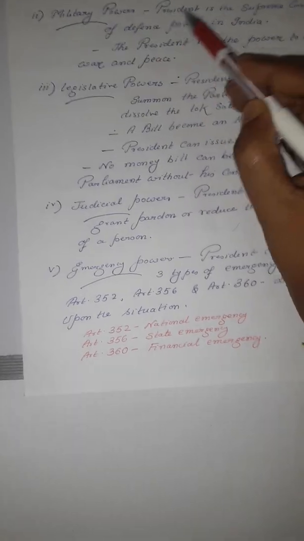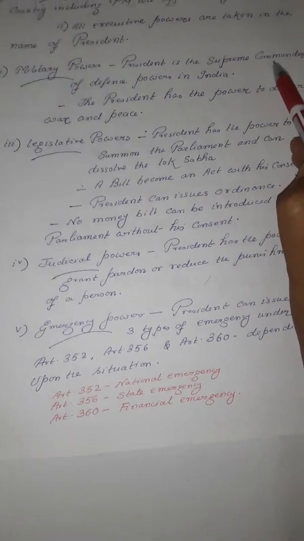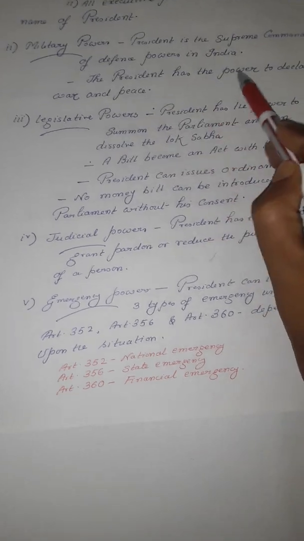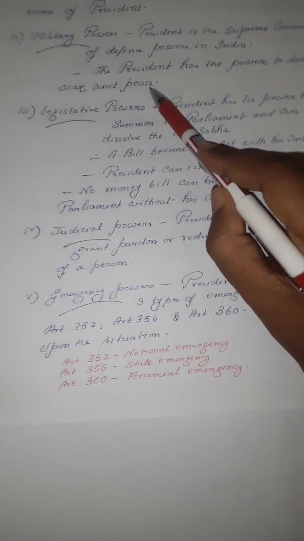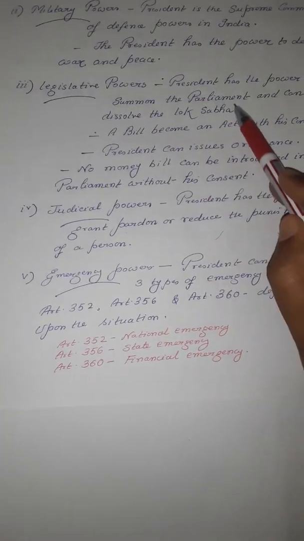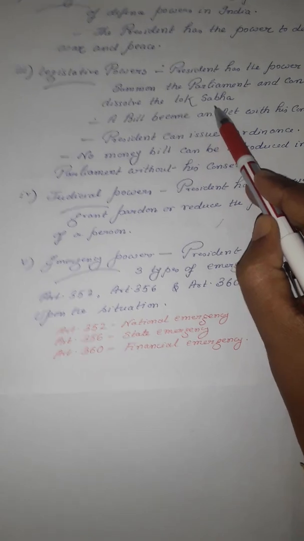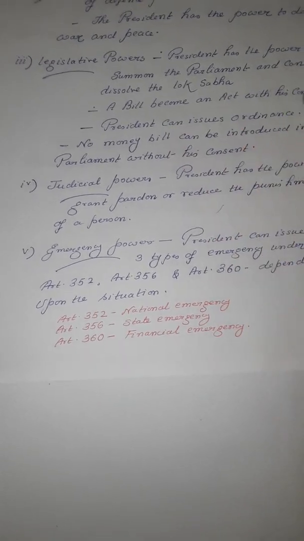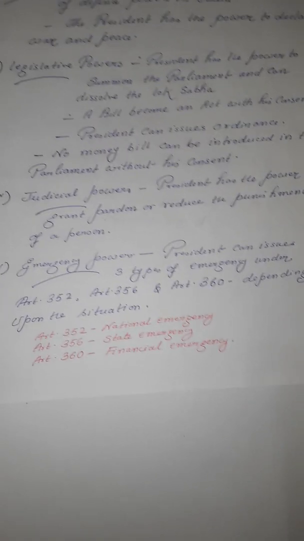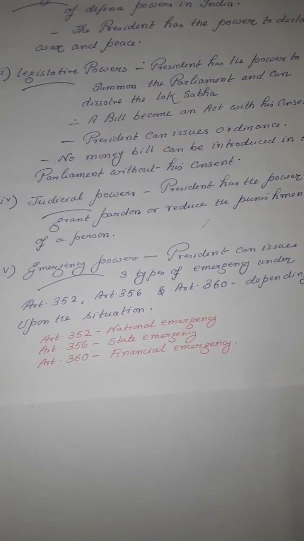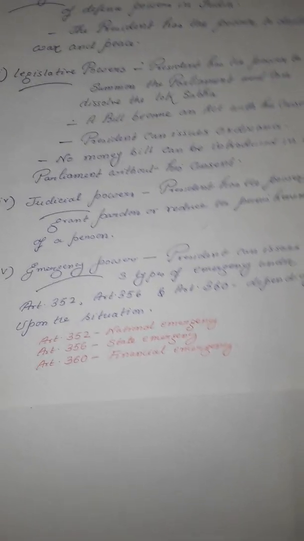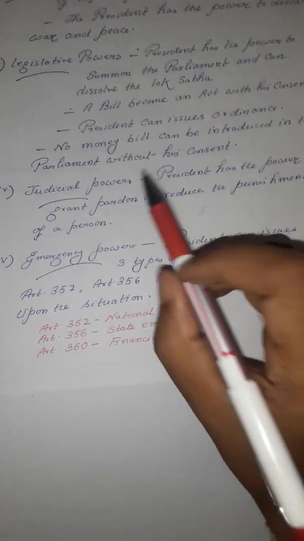Next, military power. The president is the supreme commander of the defense forces in India. The president has the power to declare war and peace. Third is the legislative power. The president has the power to summon parliament and can dissolve the Lok Sabha. A bill becomes an act with his consent. Even if a bill is passed by both houses of parliament, the president's signature is required for it to become an act.